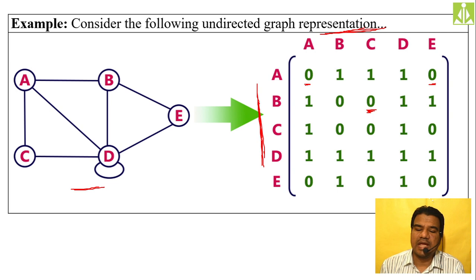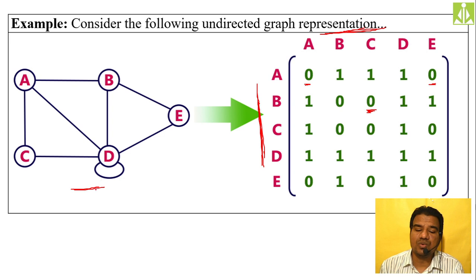Then C to A. Sorry, C to A, do we have? Yes, we have. C to B we don't have, 0. C to C we don't have, 0. C to D 1. C to E nothing, 0.